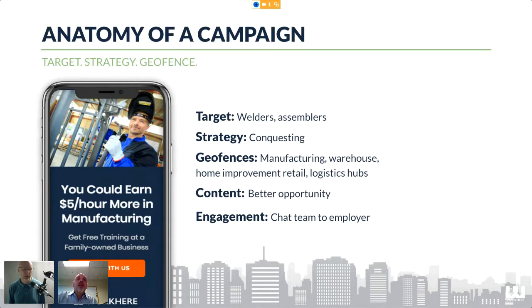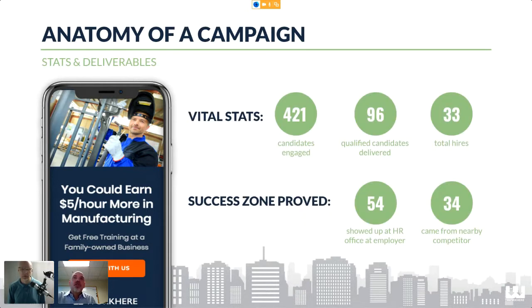The result of this campaign: this wasn't a huge national campaign or anything like that, but it's pretty effective for a one-facility campaign. We had 421 candidates that engaged with this. We had 96 qualified candidates that got delivered to the manufacturer from this. They made 33 hires. And the most exciting part of this was what that success zone proved to us. We had 54 people that showed up at the HR office that had seen these ads, and 34 of them came from an employer that was literally next door. That's pretty powerful. Yeah, it really was.